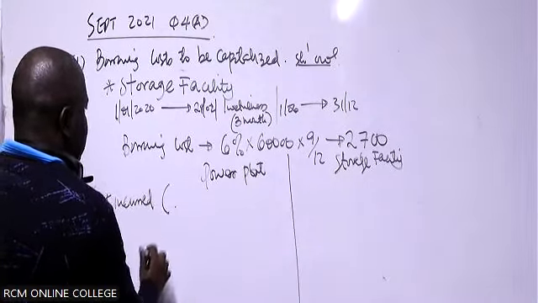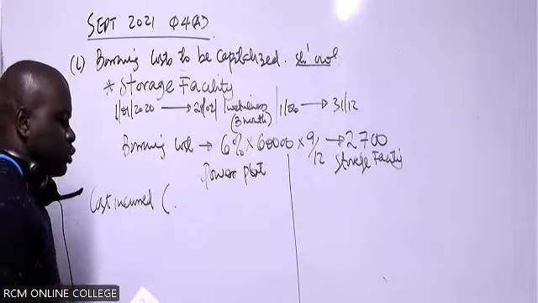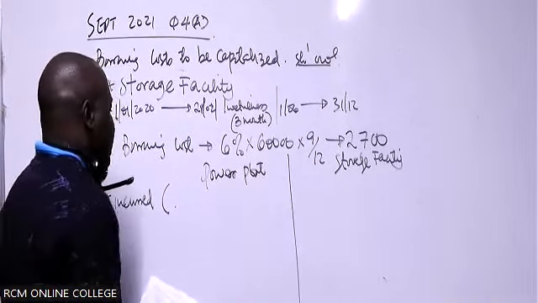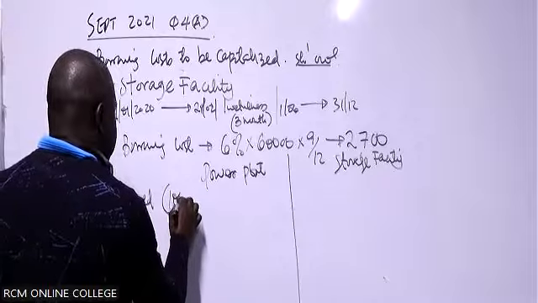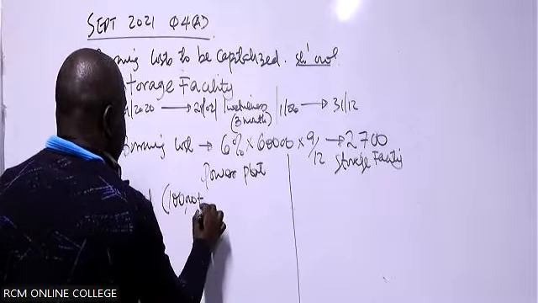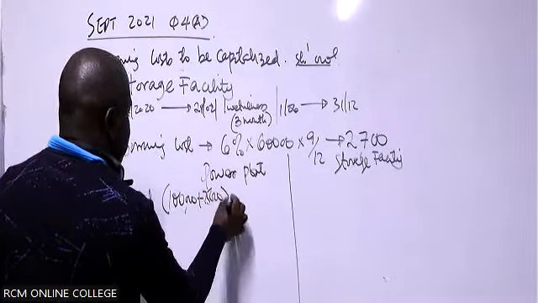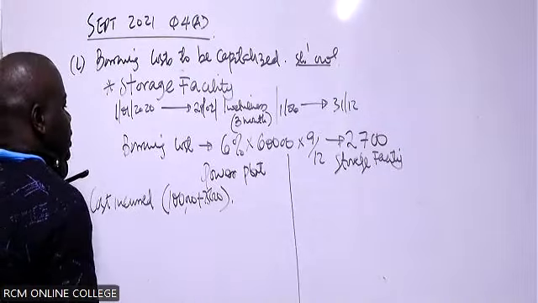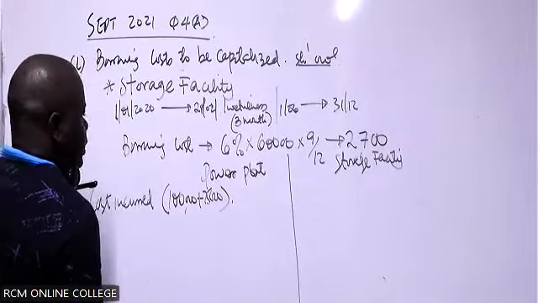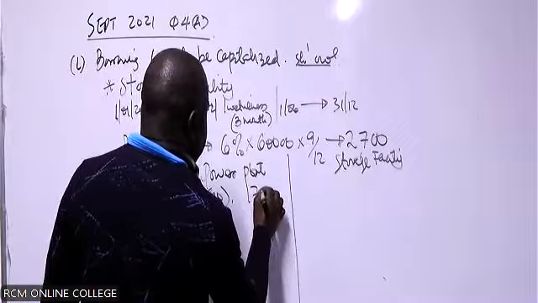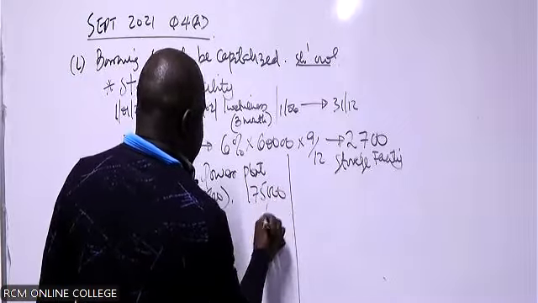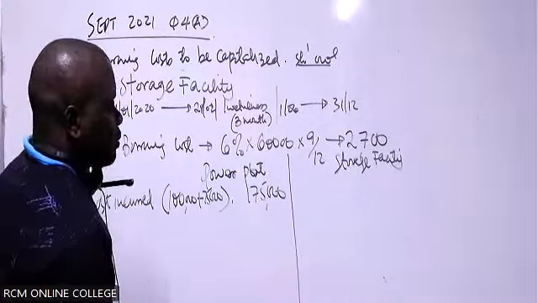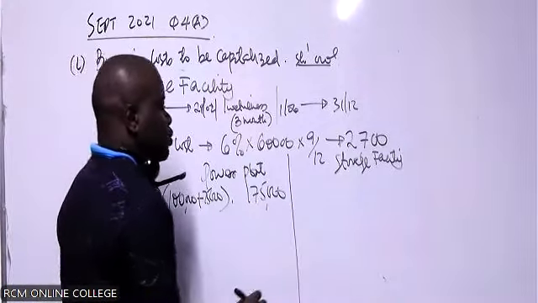The cost incurred on this power plant, there were two amounts incurred: 100,000 plus 75,000. So the cost incurred for this year 2020 was 100,000 plus 75,000, which comes to 175,000. Then the amount incurred on the storage facility up to the end of the year is very direct.